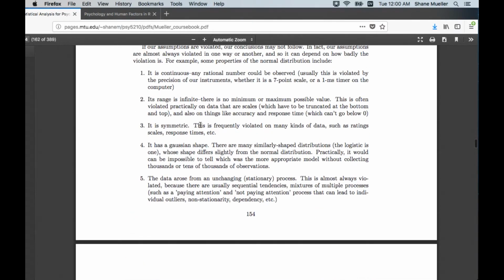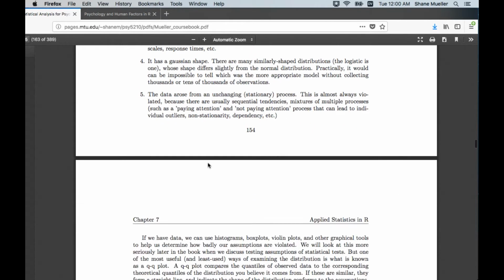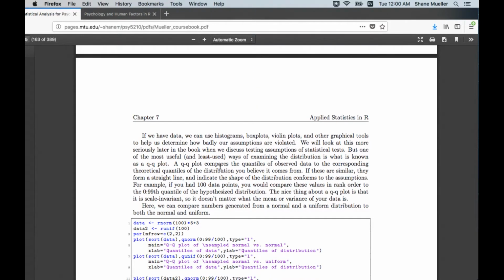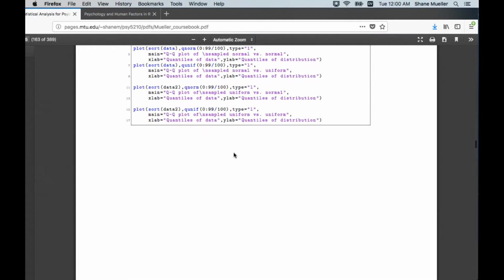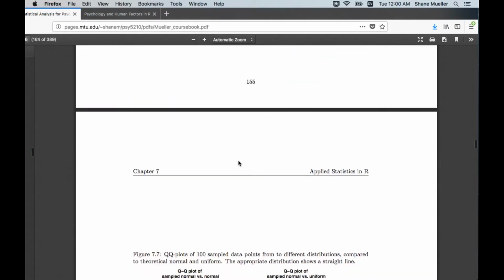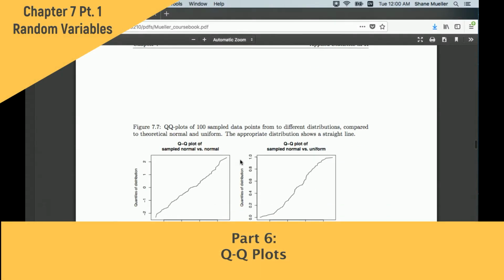But if you have data, you can try to evaluate all of these things, either logically or with histograms and things like that, to determine whether you have any strong violations. But so you can do it sort of ad hoc.